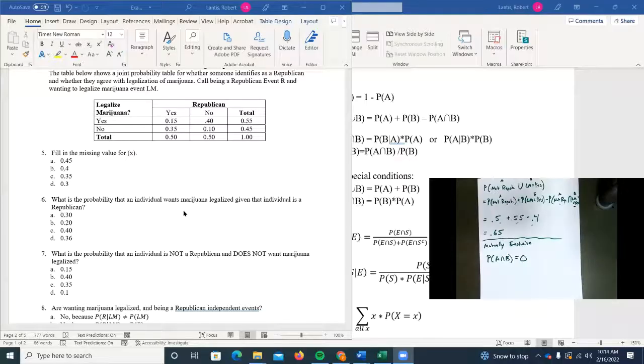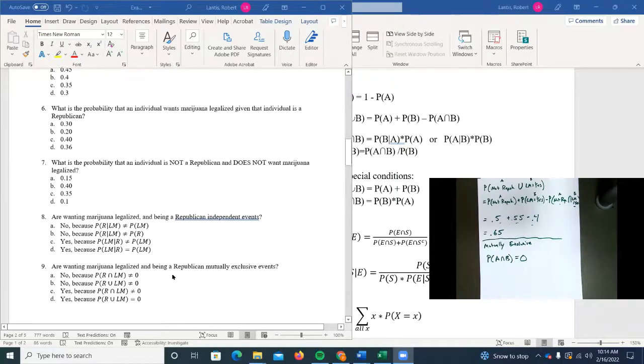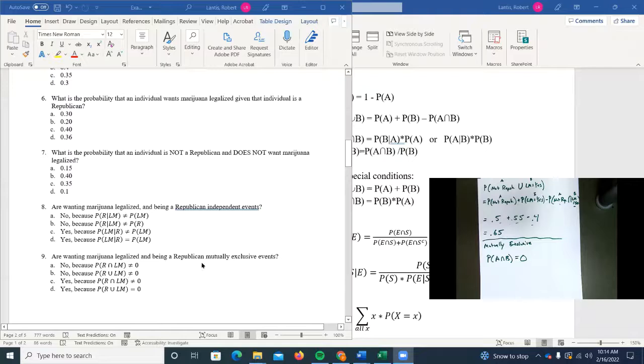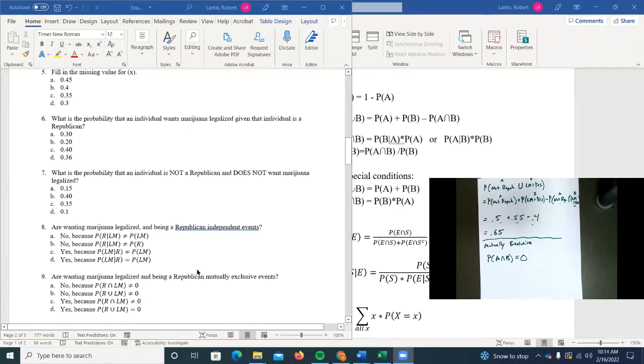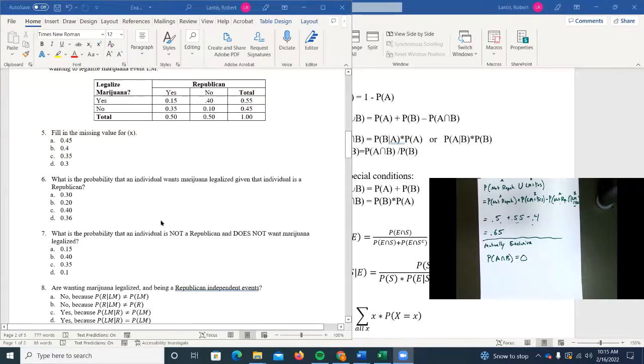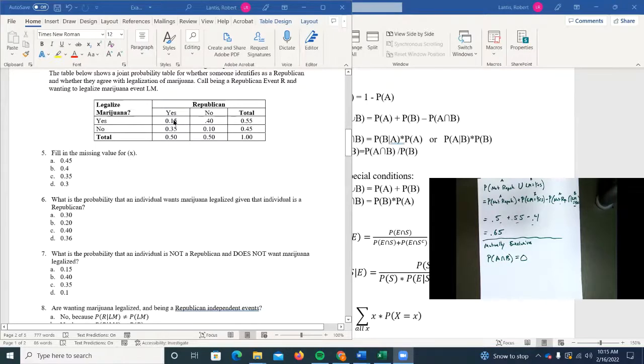So when I go back here and I look, are they mutually exclusive events? Well, they either are if I've got a 0 in my contingency table where the intersection of the two things is. We don't have any zeros here. So automatically I know that no, they aren't mutually exclusive. The only way they're mutually exclusive is if the intersection is 0. I don't have any zeros here. So, being Republican and wanting marijuana legalized, mutually exclusive events? Well, no, right? Because the intersection of the two things is what? 0.15, so it's not 0.